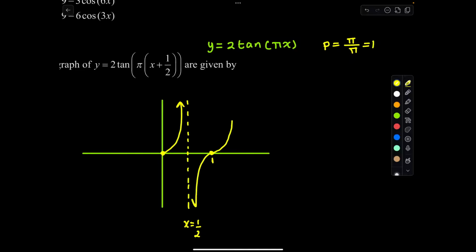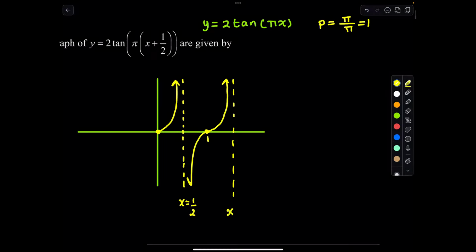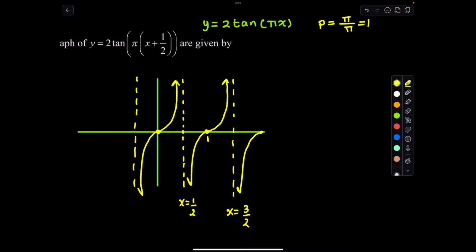Look how nice that is. Of course, you can draw more. That's going to be, of course, x equals 3 over 2. And yeah, you can keep going and whatever. Like that. Yeah. All right. I'm just drawing a rough sketch, but let's do it. So x equals negative half. Negative 1.